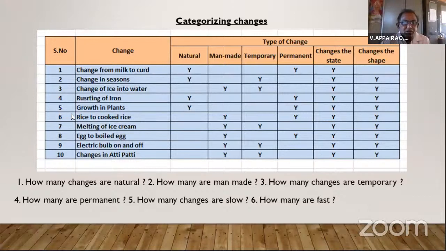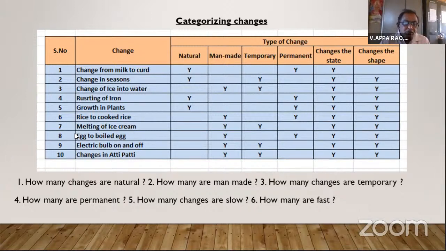The sixth change is rice to cooked rice. It is a man-made change. Cooked rice is a permanent change. It changes the state and shape also. Melting of ice cream is a man-made change and a temporary change. It changes the state and shape also.